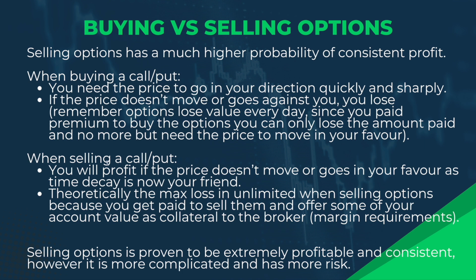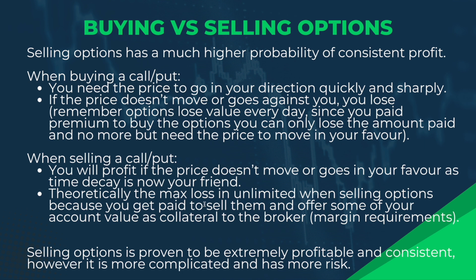Now, let's talk about what happens when you sell an option. A call, a put, doesn't matter. So you'll profit if the price doesn't move or goes in your favor, because time decay is now your friend. So within 8 days, this option will be worth 0. So obviously, if you sell it, the price doesn't move, you get to keep all the premium that you received. Now, theoretically, there is no max loss, as opposed to when you buy options, you can only lose what you paid. Here, because you don't really pay anything, you get paid right away. Your max loss is unlimited, and you can basically blow your entire account on one trade.